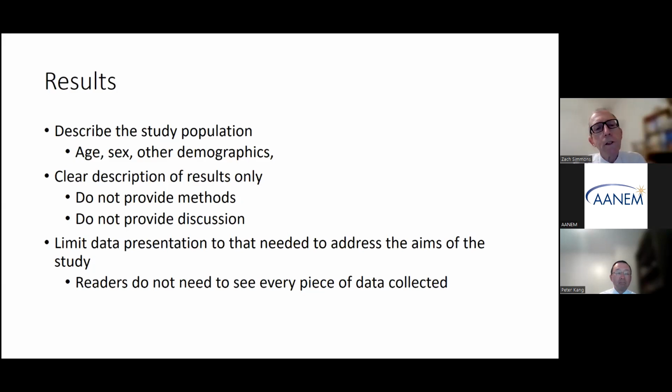But the data presentation needs to be limited in such a way that it addresses the aims of the study. Readers don't need to see every piece of data collected. It's okay as a reviewer to tell an author that they're presenting too much data. It's also okay to tell the author that they're presenting too little data. How do you know if there's too much or too little? That's the reviewer's judgment call, but there should be enough that one understands what the author did, though not every piece of data they collected.